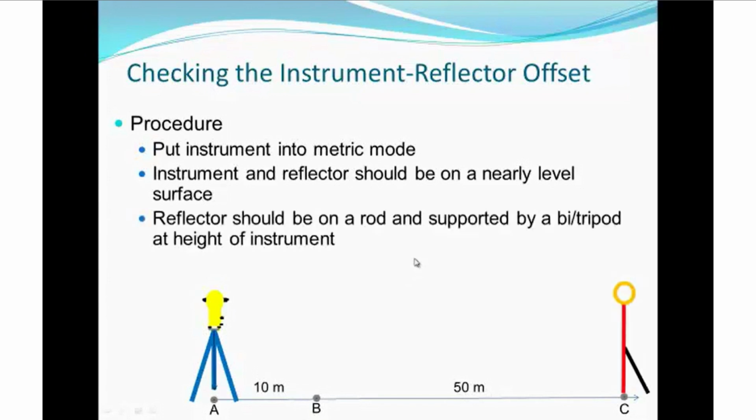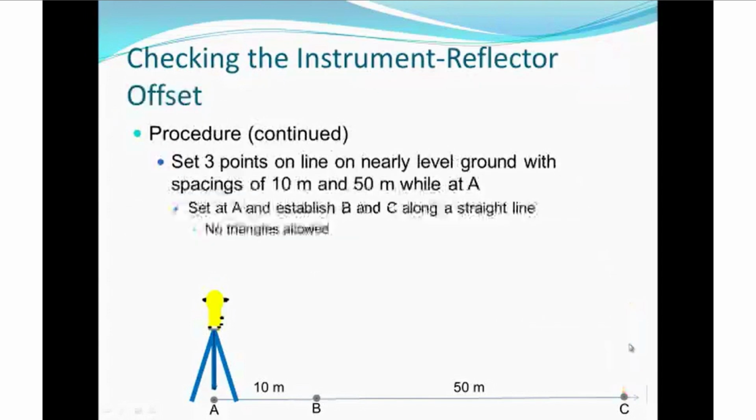The reflector itself should be held by a bipod or tripod. It should not be handheld. You'd like to have it at the same height as the instrument, and that would give you, on the slope distance, the mark-to-mark distance approximately. So it will give you a check, but that is not the mark-to-mark distance. That has to be reduced from the actual measurement. What you do not want to do is handhold this reflector.